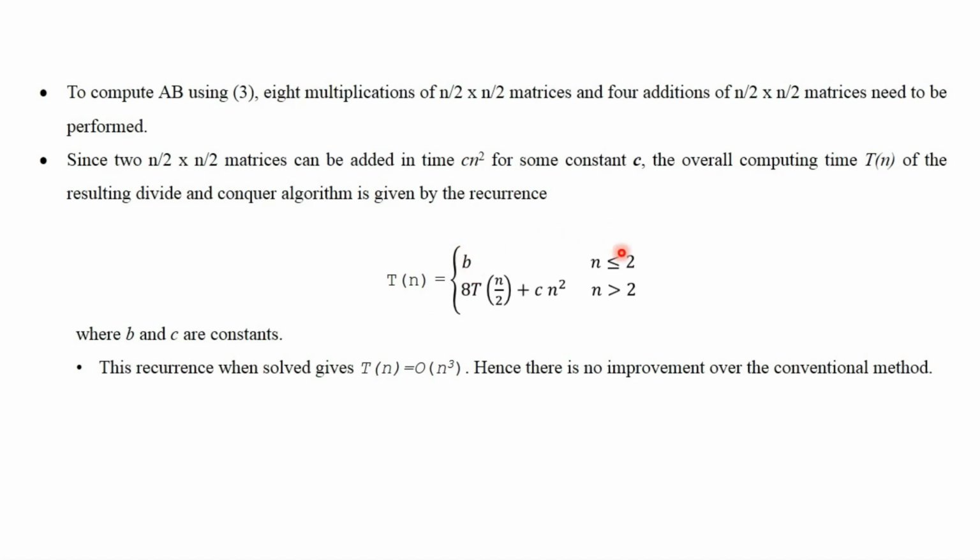T of n is B for smaller instances, that is when n is 1 or 2, and otherwise 8 times T of n by 2 plus C of n squared. Time taken for 8 multiplications and time taken for addition, that is C of n squared. B and C are constants. So this recurrence, if you solve, will give you T of n is equal to order of n cube, which is same as the normal matrix multiplication which we have already seen. That is whatever the regular method which you have studied in mathematics.